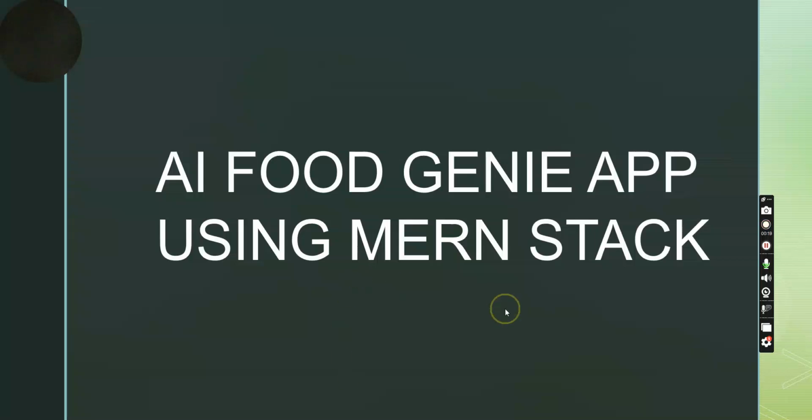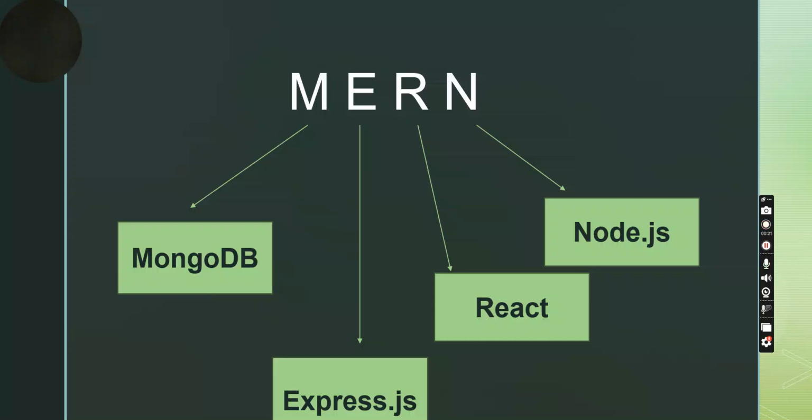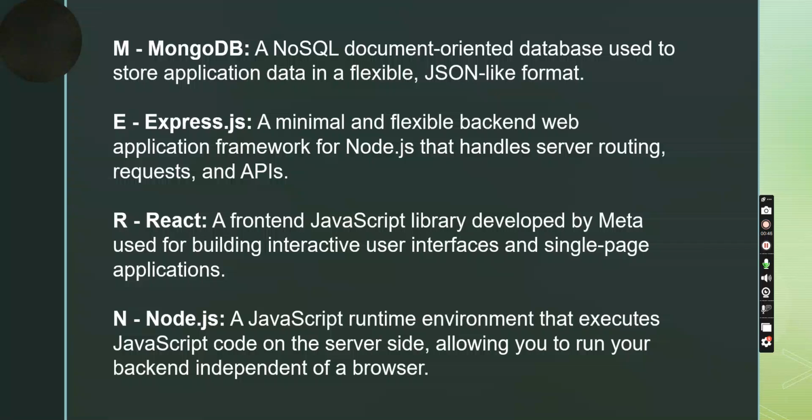So MERN Stack basically means a full stack JavaScript framework used to build dynamic web applications. It combines four technologies into a single cohesive environment. As we can see, MERN Stack consists of MongoDB, Express.js, React, Node.js. MongoDB is a NoSQL document-oriented database. It is used to store application data in flexible JSON-like formats.